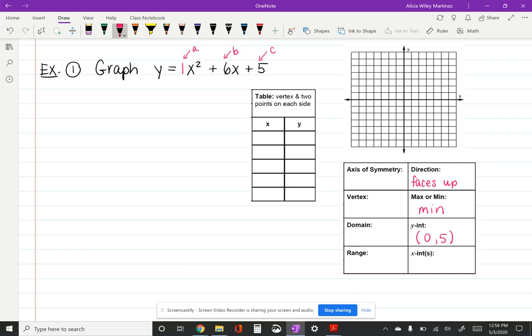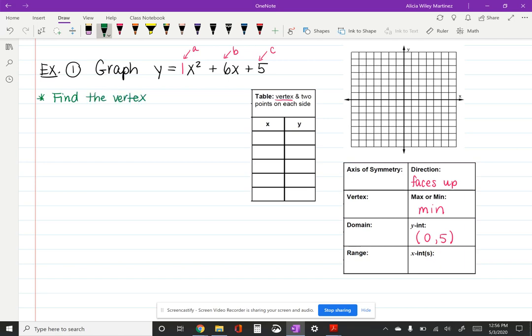So let's continue on. One of the really big main points that we want to have on our graph is the vertex. So that's what I'm going to show you how to find first. It does take a couple steps for us to get there. So here is how we find the vertex.